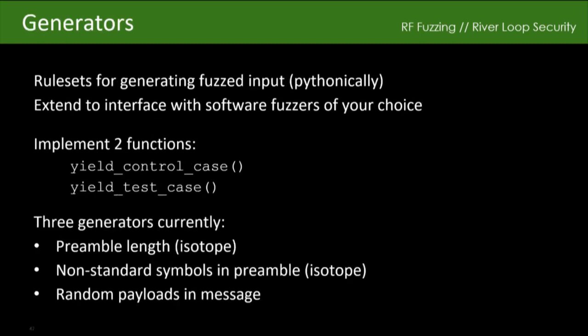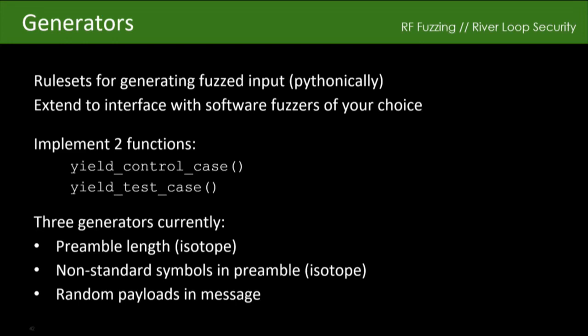The next is the generators. This is how we generate the fuzzing input into the system that we're going to send out. The goal is to integrate either something that you write custom for a protocol, or maybe you're tying into one of the fuzzers like Peach or Scapy that we talked about earlier. You have to implement two functions. One is the control case. It sends a frame and should return a frame that is typical, standard, totally kosher as the standard specifies. And the other is something that yields test cases.